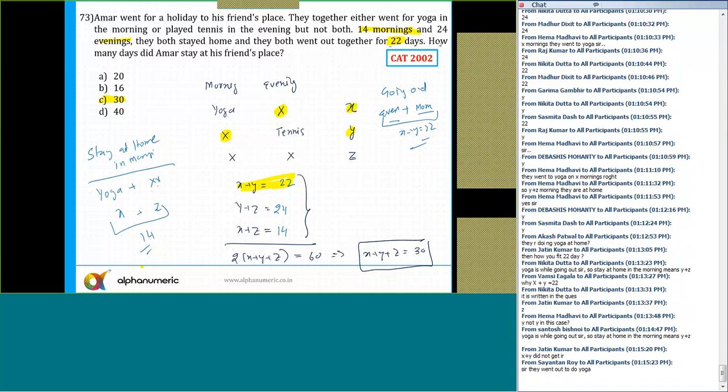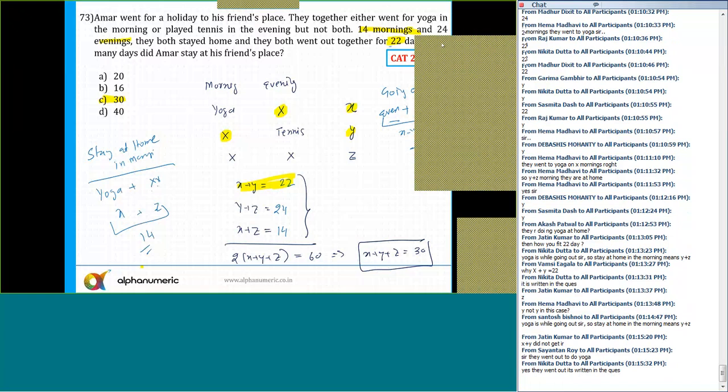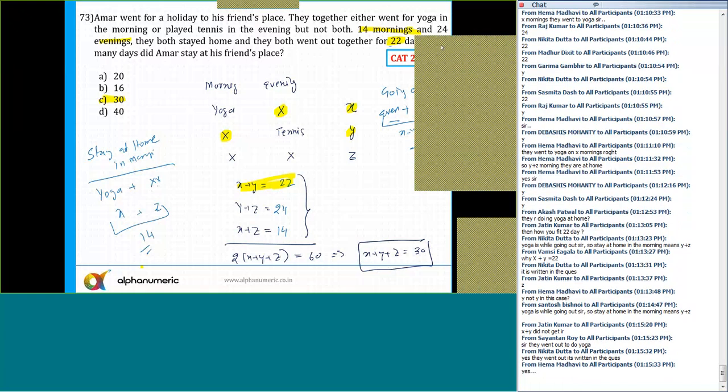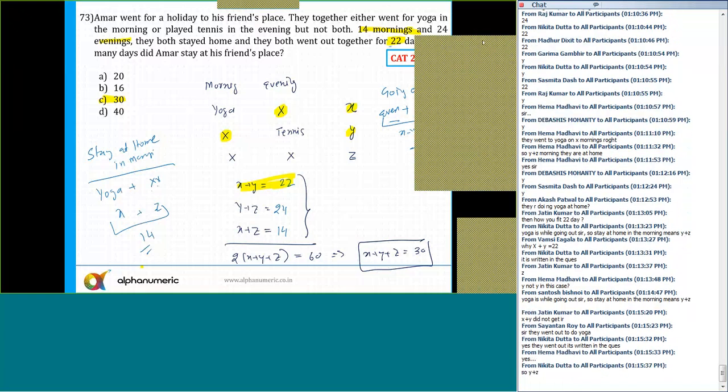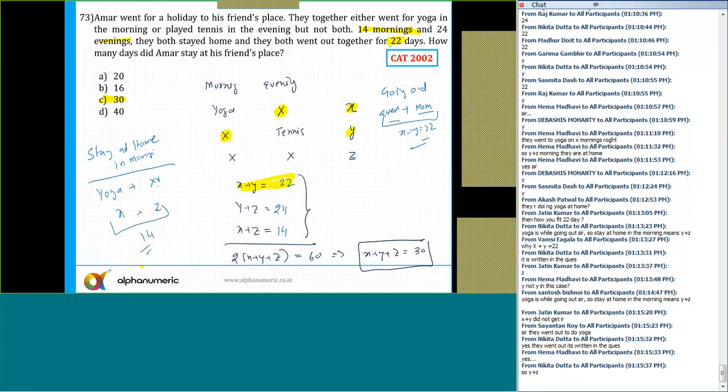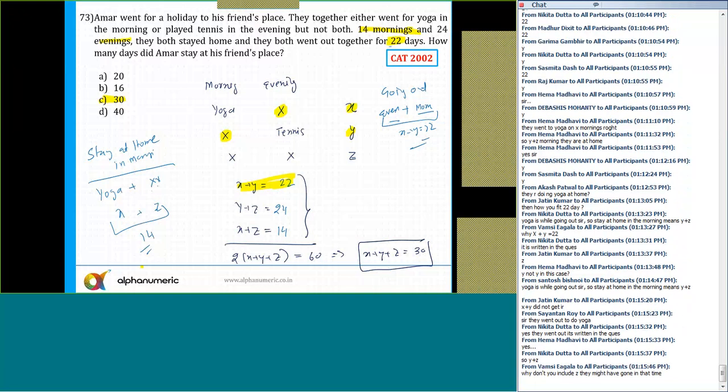They went out to do yoga. Achha, all right. Yes, that's right. They both went out together for 22 days.